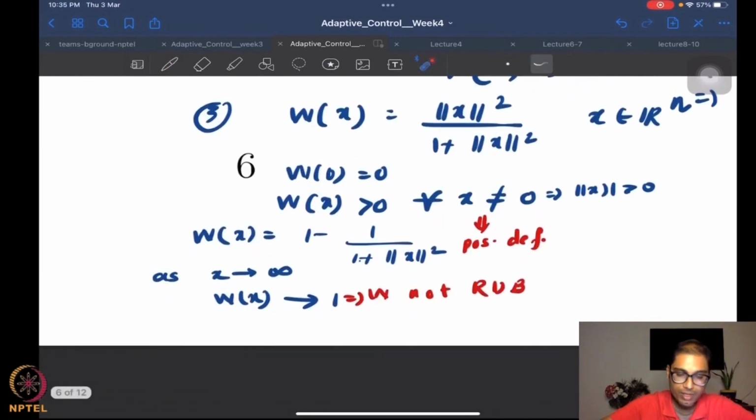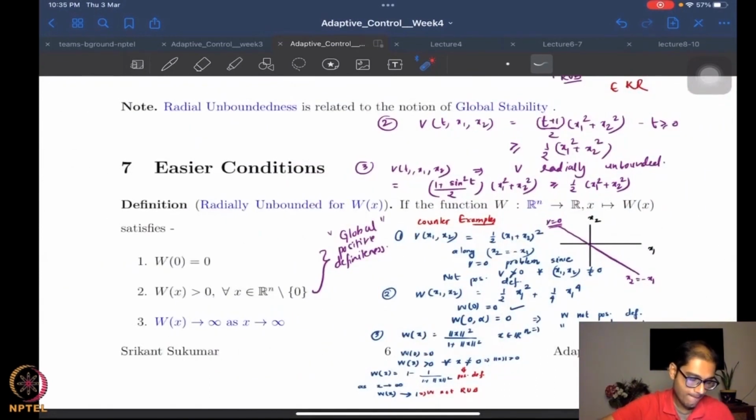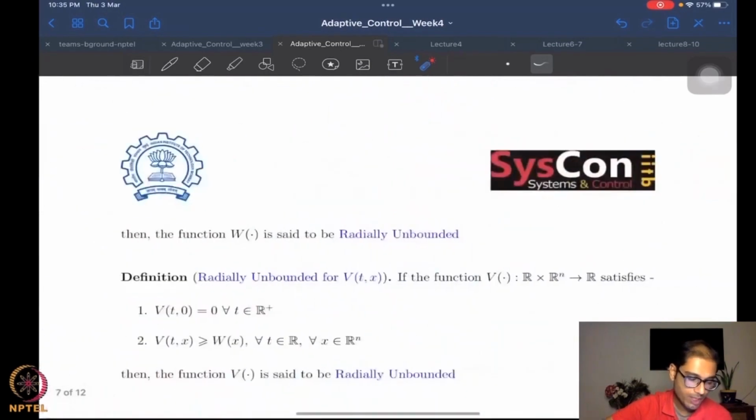RUB is the notation for radial unboundedness. So it's a positive definite function, but it is not radially unbounded because it doesn't go to infinity as the state goes to infinity. This is a rather critical distinction. A function like this cannot be used to prove global stability. It will not help us prove global stability properties; that we'll see later on, of course. But this is not a radially unbounded function. All right, excellent. So these are the easier conditions corresponding to radial unboundedness.